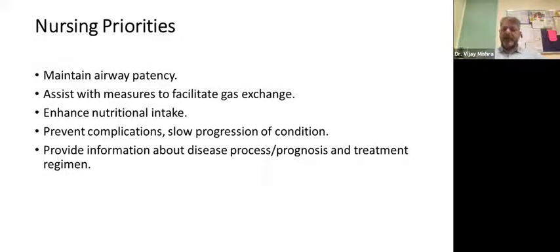You need to understand that this is a slowly progressive condition. So magic wouldn't happen overnight. We need to discuss this with the families. The nurses should have their own expectation. ये धीरे धीरे improve करेगा. Provide information about disease process, prognosis, and treatment regimen. So not just understanding, but also providing this information to the family and the patient. So these are our priorities. Next.